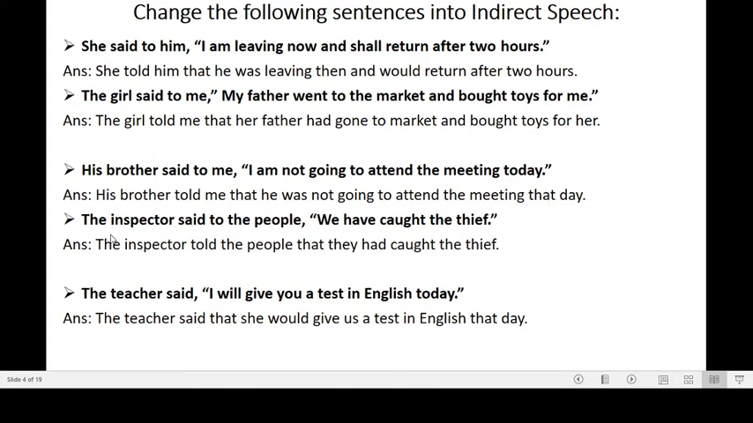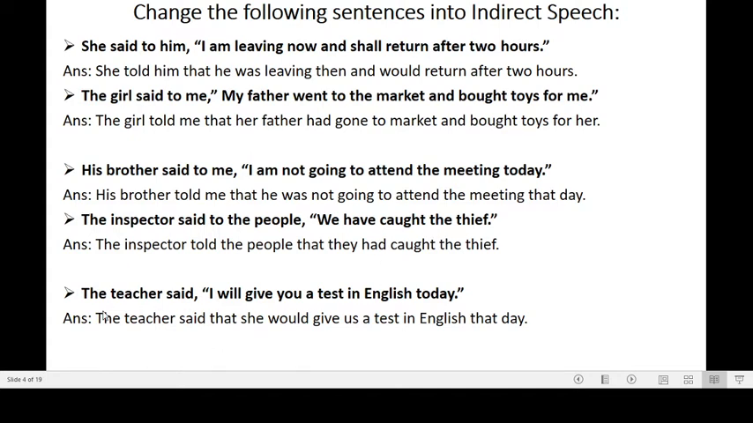In the same way, you see here, the inspector said to the people, we have caught the thief. This is the statement, that is, this is an assertive sentence. And the name of the person to whom the statement is addressed is also given. Here this statement is addressed to people. So we should use told the people that. We should not use just said that. The inspector told the people that they had caught the thief. So have, present perfect tense, is changed into past perfect tense.